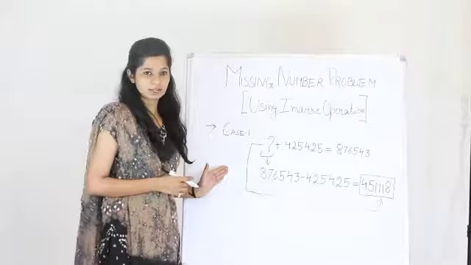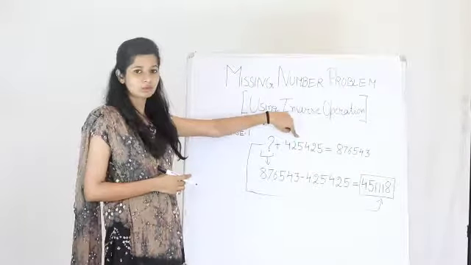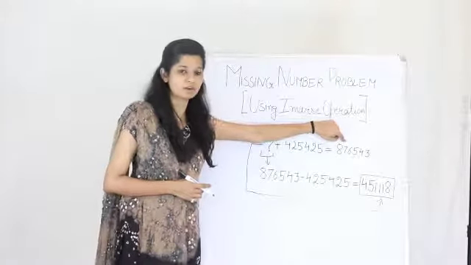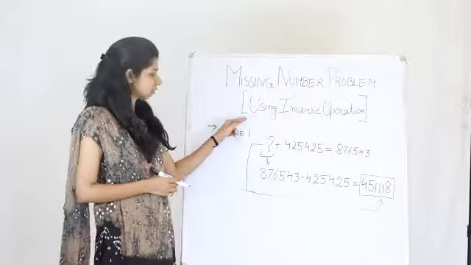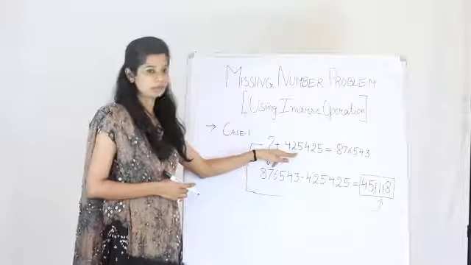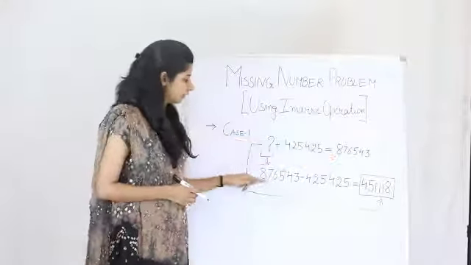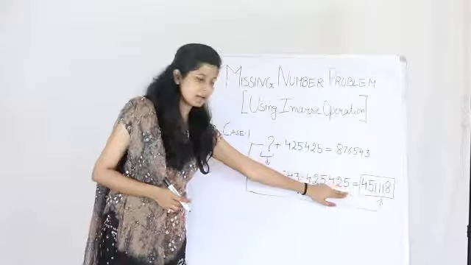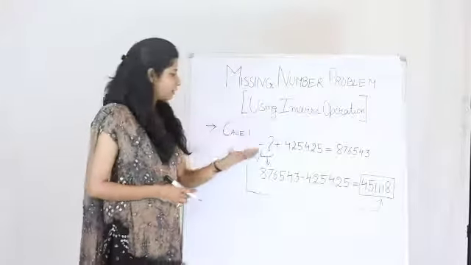Now, have a look at this example where we have something added to 4,25,425 gives us 8,76,543. Now, how will we find this missing number? As we discussed, we will use inverse operation. So, what is the inverse of adding this number? It will be subtracting. So, we will subtract this number from our answer and it will give us 4,51,118.